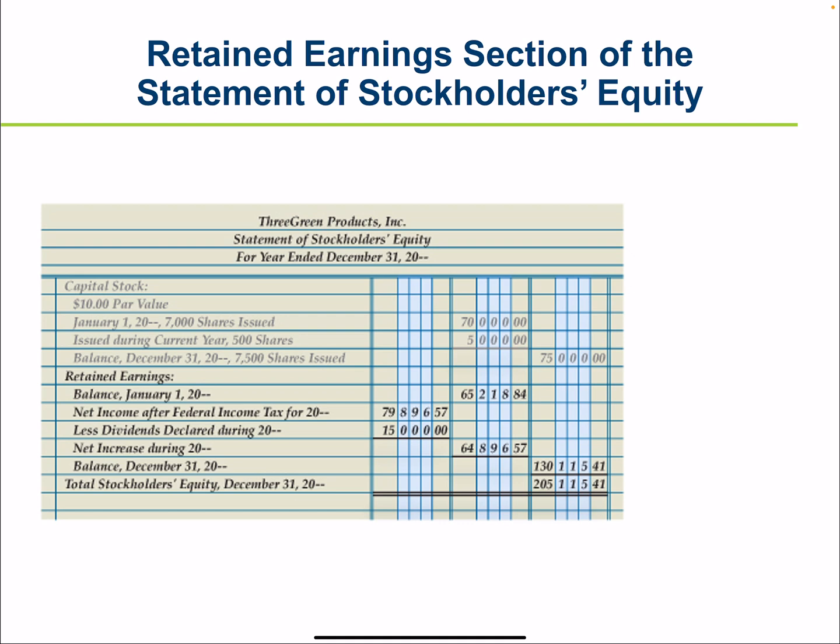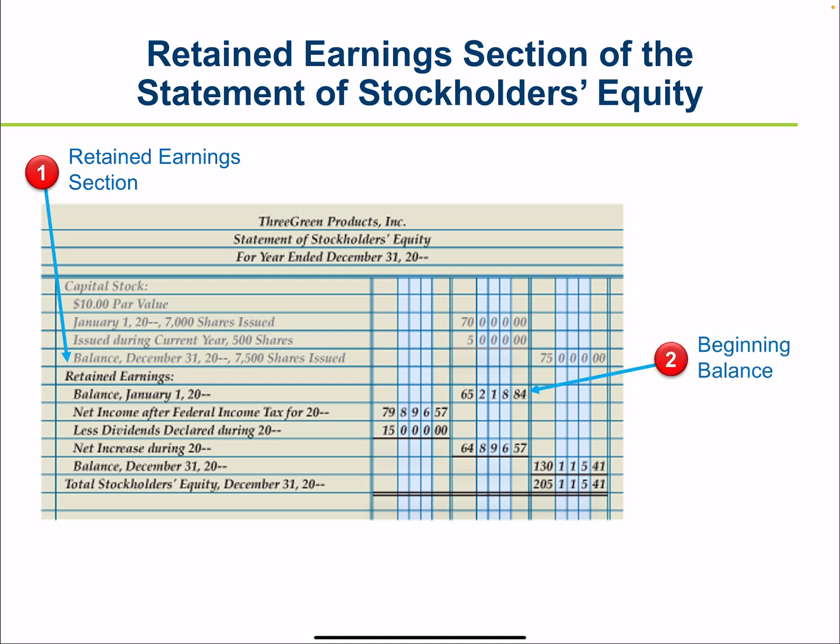Our second section is the retained earnings section, and you can see it right down here. It's a little blurry, but that's as good as I could get it. In this section, we're going to have the heading, retained earnings. We put our beginning balance of retained earnings, and again, that comes from our general ledger. Net income after federal income tax, we will include that, and remember that we just figured that out on our income statement.